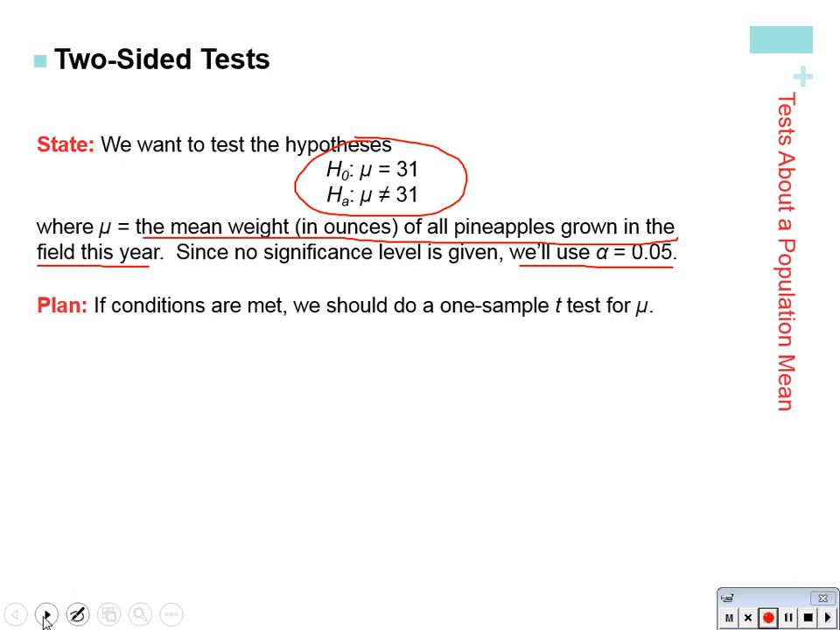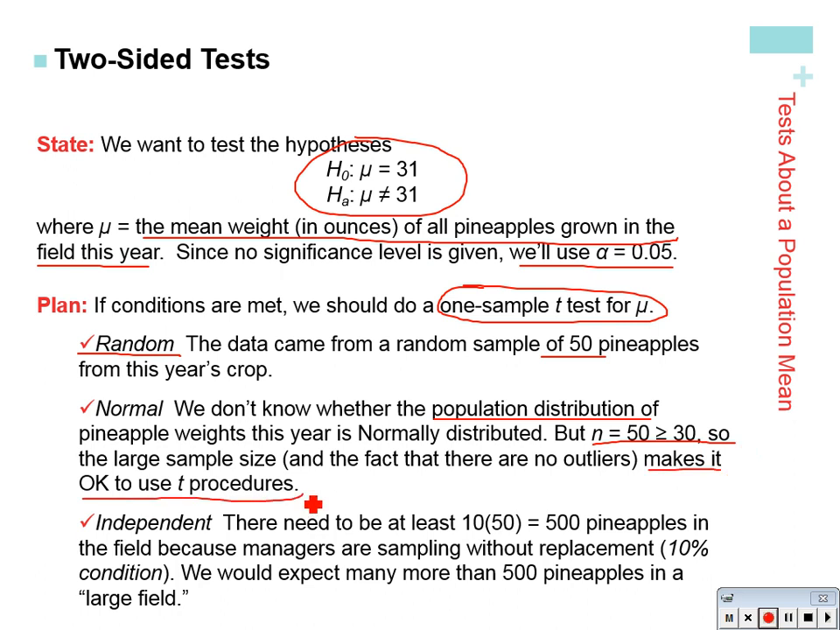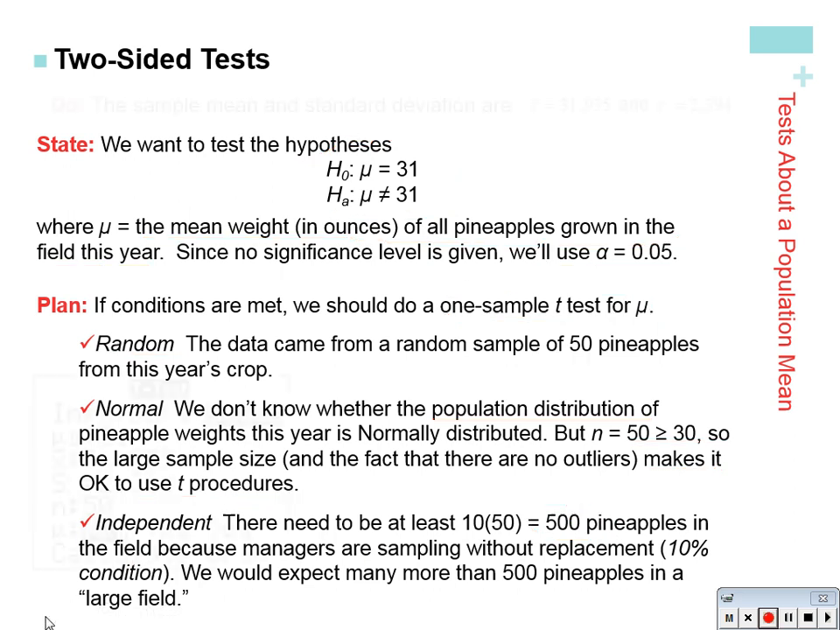In the plan, I want to mention two things. One, what type of test it's going to be. This is a one sample t-test. Then I want to check the conditions. So they randomly selected 50 pineapples from their crop, so that condition's met. The normal condition, we don't know anything about the population distribution. However, since the sample size is more than 30, that's large enough for us to make it safe to use the T procedures that we're going to use here in the do part of this. And then the independence condition, we need to assume that there's at least 500 pineapples in their field since they took a random sample of 50.